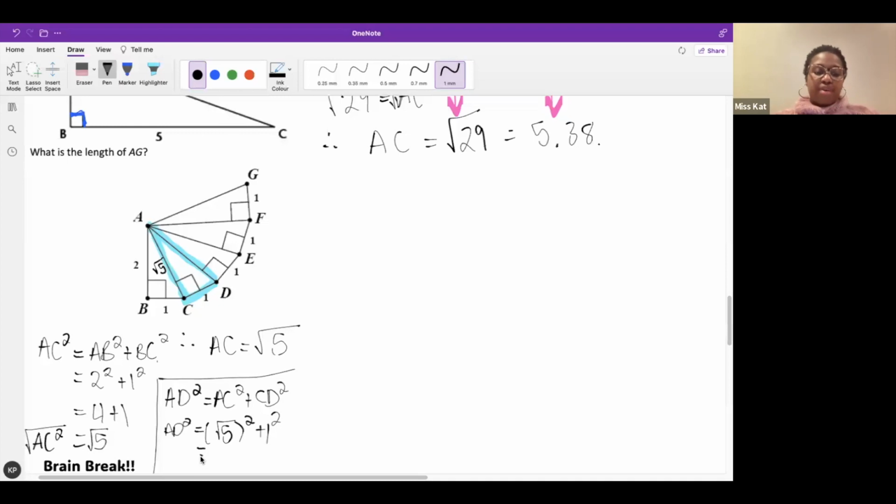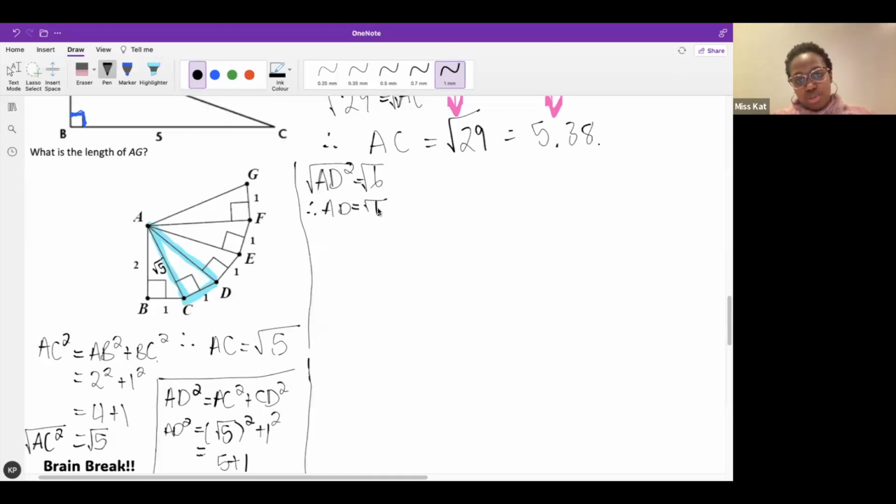What's the square root of 5 squared? Thank you, guys. I thought I was going to catch you guys out with that one. The square root of 5 squared, what will that give you? 5. They cancel each other out. So it's 5 plus 1. So then I'm continuing up here. I would draw a straight line, but we all know my artistic talents are non-existent. So now that means AD squared is 6, square root both sides. Therefore, AD is square root 6. Okay, so now we're here, square root 6.